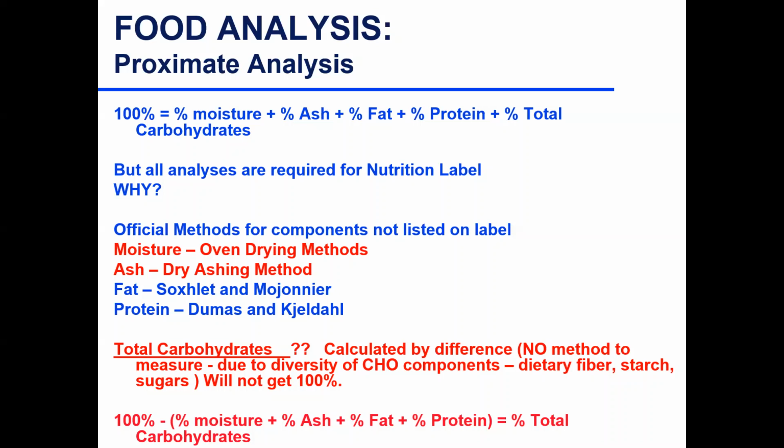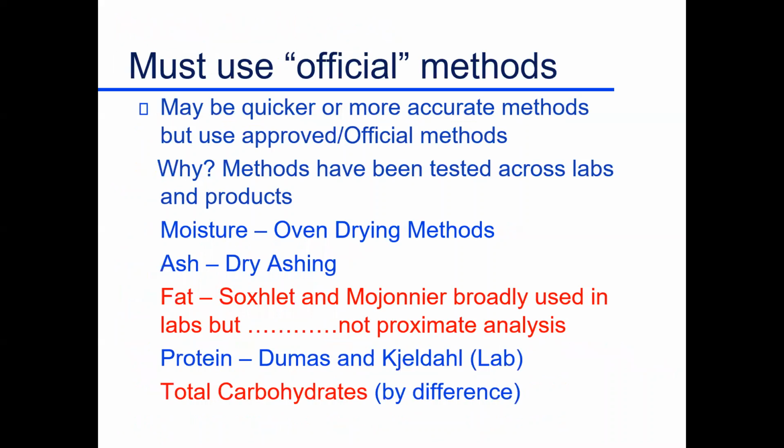And so, like I say, total carbohydrates are calculated by difference. There is no measure to get to the broad range of carbohydrates that occur in foods. You must use official methods. You're not free to choose anything you want to do. In terms of each of these methodologies, there are official approved methodologies, so everybody's getting the same information by the same techniques or methodologies.